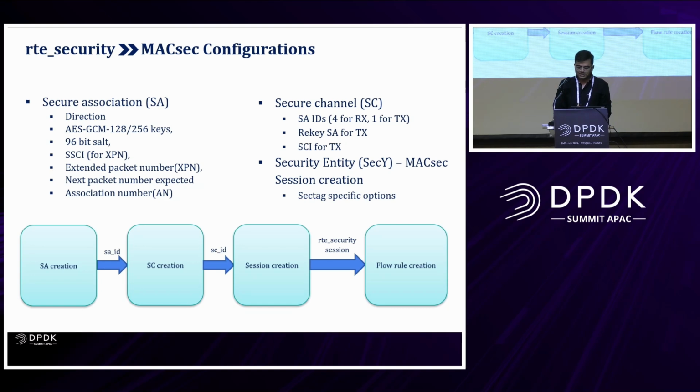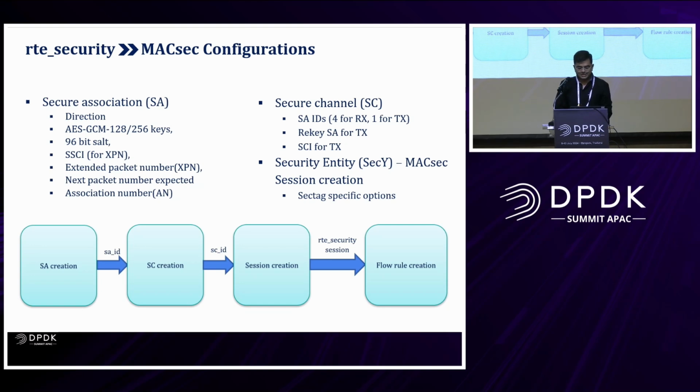Next are the MACsec configurations. We have APIs to configure MACsec. For IPsec, we just had one session create API, but in case of MACsec, we need a couple more APIs as per the protocol requirements. So the first is the SA create API, which sets the keys, salt, etc. for a particular association number.